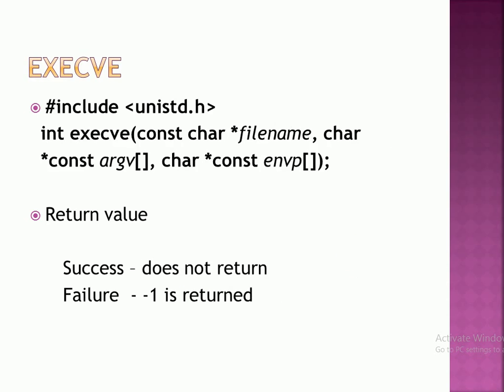The execv executes the program pointed to by the file name. The file name must be either a binary executable or a script starting with a line of the form. This is the syntax for execv. This does not return any value on success, but if a failure occurs, -1 is returned.